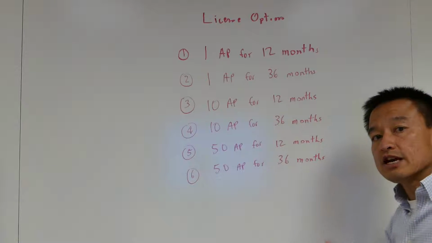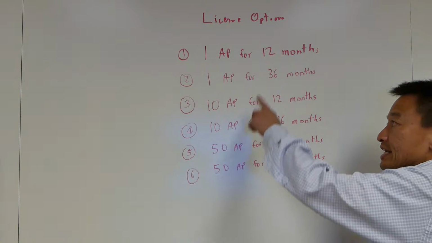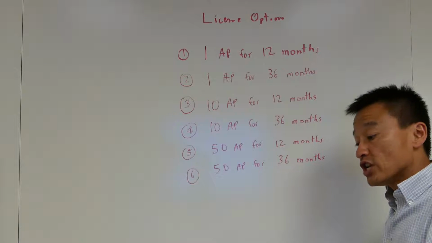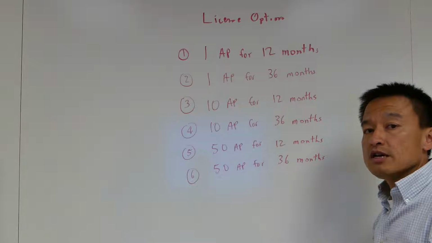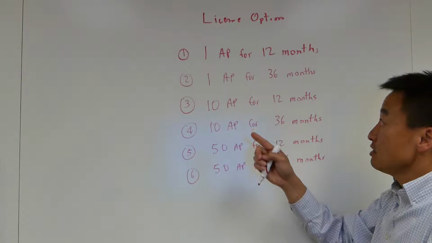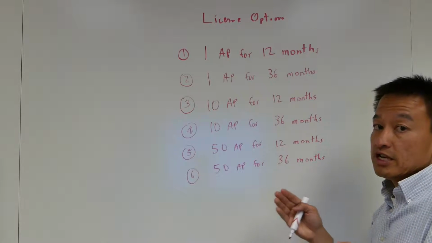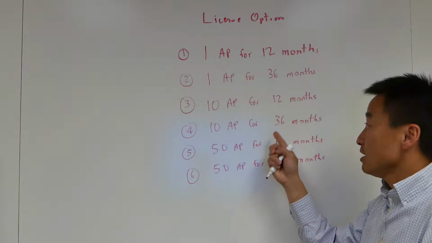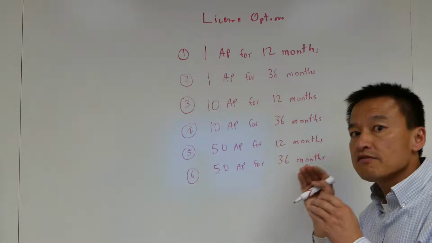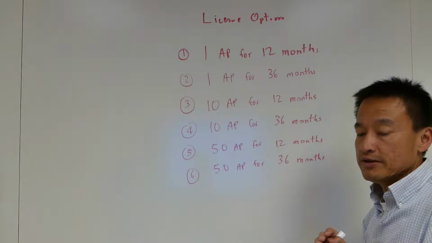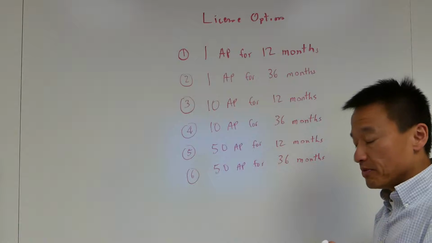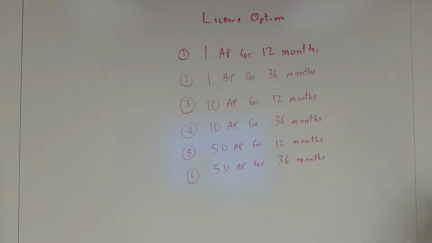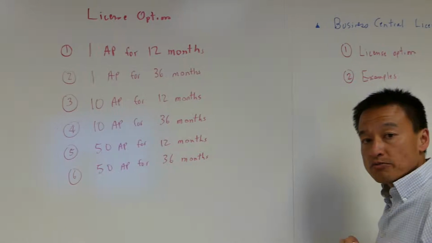Now, one great thing about Business Central is that these licenses don't associate to a specific AP. You can use this one AP license for 12 months for any of the APs you have in the network, same thing for 10 APs, 36 months. It doesn't tie specifically to an AP. The best way to explain this is using some examples that I'm going to put together.